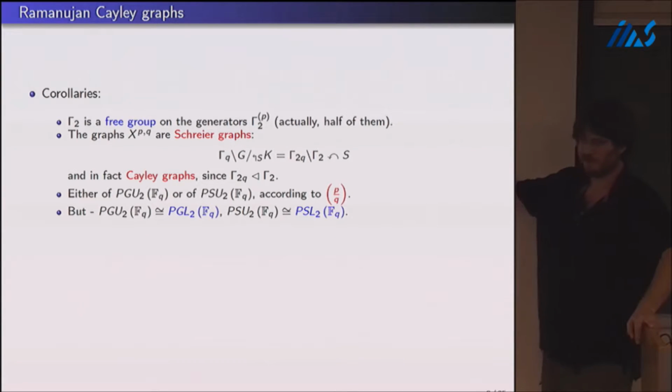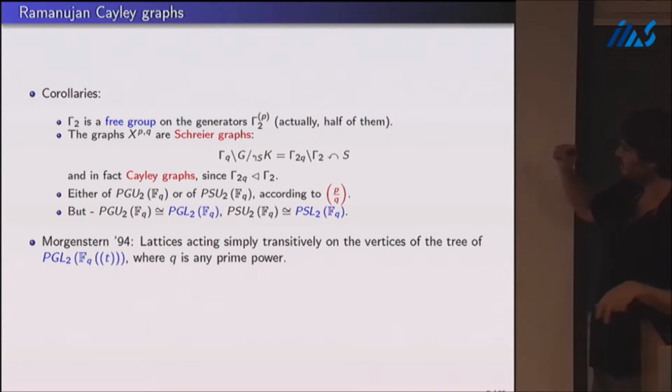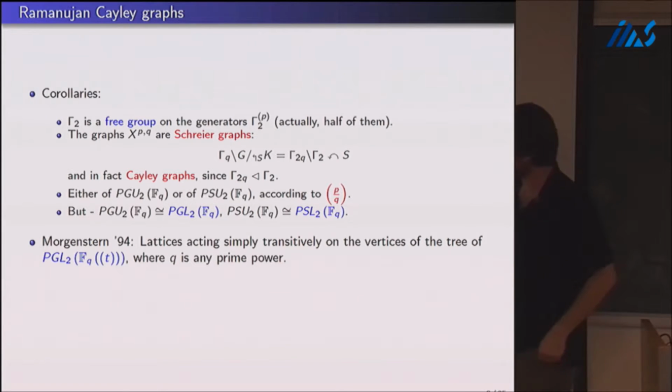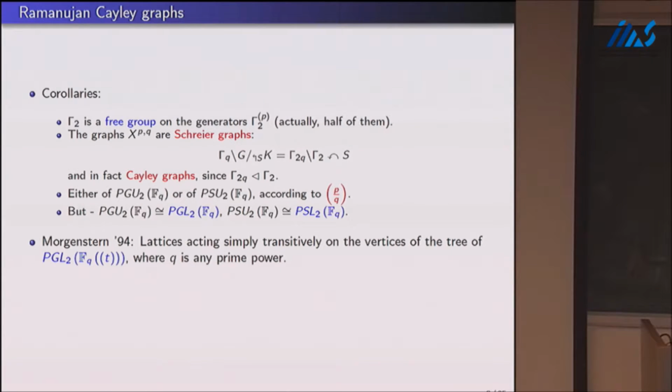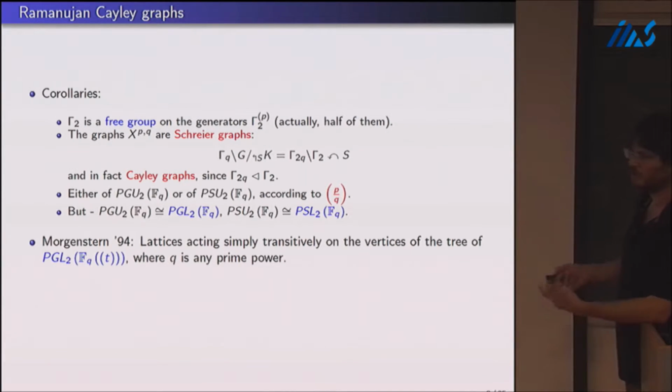Okay, so this is the story of LPS, and then Alex's first PhD student, Moshe Morgenstern, who I think didn't come today, extended this thing very nicely to positive characteristic. So he constructed lattices which act simply transitively on the vertices of the Bruhat-Tits tree of the projective general linear group over the field of Laurent series over a finite field. And he could do it for any prime power, which is very nice. And this paper is always quoted, but I think very few people actually read it and saw what happens there, because it's not trivial. Any of these constructions is not trivial.